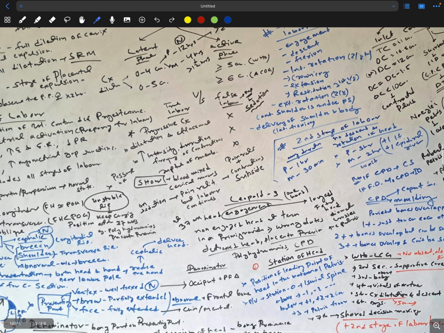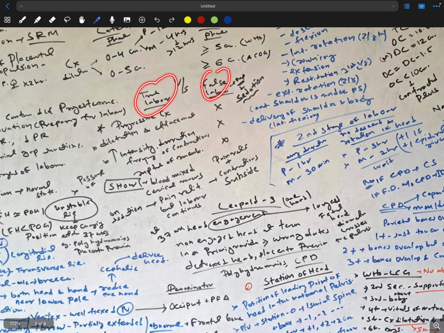Now we are going to discuss true versus false labor. What is the difference between true and false labor? True labor has progressive dilatation and effacement. Intensity, duration and frequency of contractions all increase with time, which is not seen in false labor. Another thing is management: sedation. If you give sedation in true labor, the patient feels pain relief, but the contractions continue. But in false labor, pain relief occurs and the contractions subside.